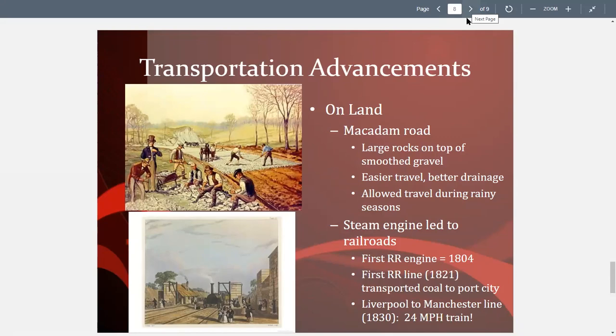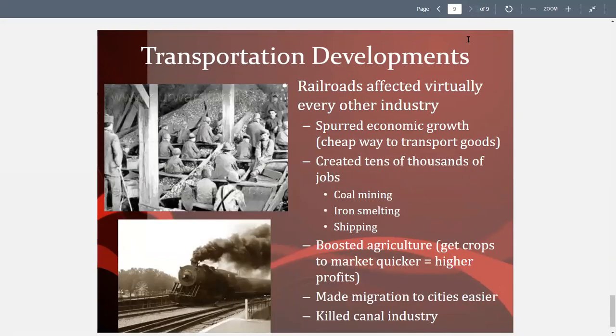And if you take Amtrak now, if you get on an Amtrak train now, you can do 80-plus miles an hour. All right. Railroads affect virtually every other industry. Economic growth: it's going to get cheaper to transport goods. It's going to create jobs in mines, in iron smelting, in shipping. It's going to boost agriculture because you're going to get crops to market faster. People are going to grow more crops so that they can get more profits. More people are going to come to the cities.